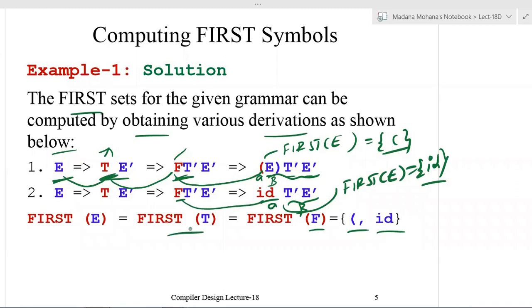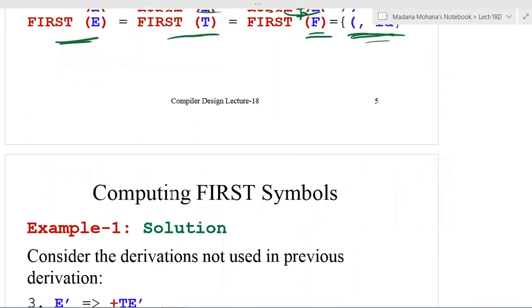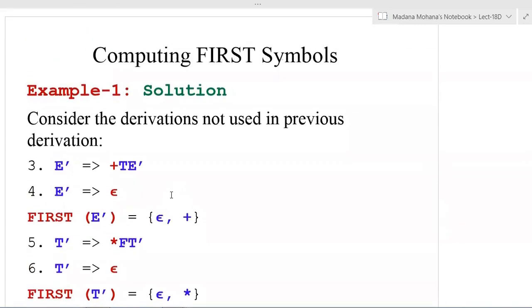This is equivalent to first of T, and this is equal to first of E. Why? Because in the grammar derivation these variables occur at the start of the derivation. Therefore first of E, first of T, first of F all have the same first set values. So like that, if any variable is there in the derivation, you can find it like this. Otherwise, as per our definition, if it derives a direct terminal or epsilon, you can directly write the values.